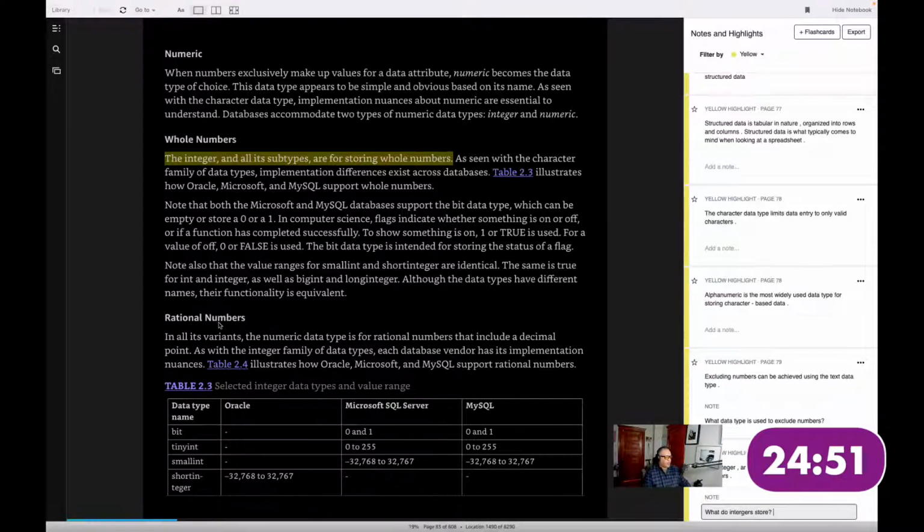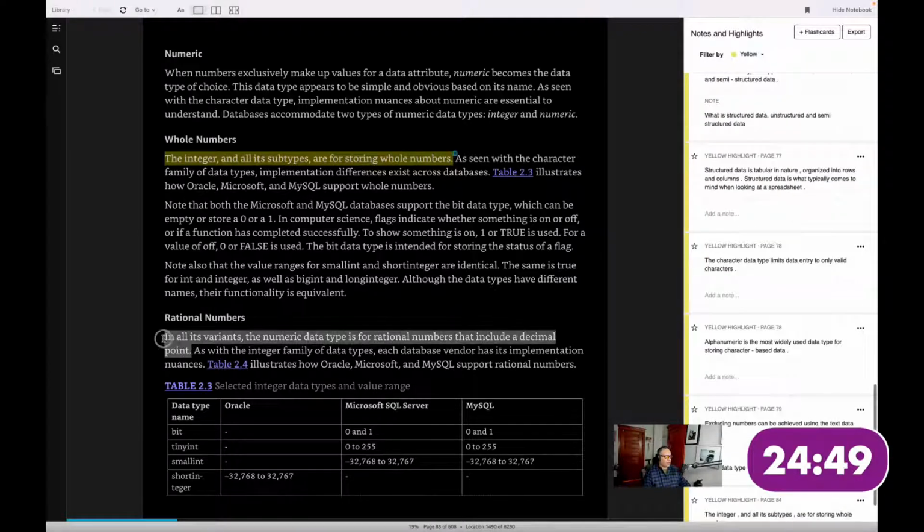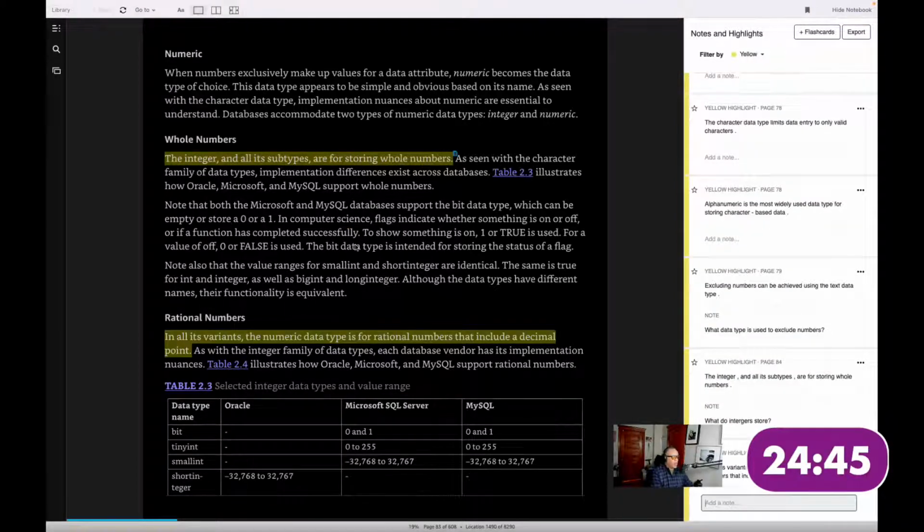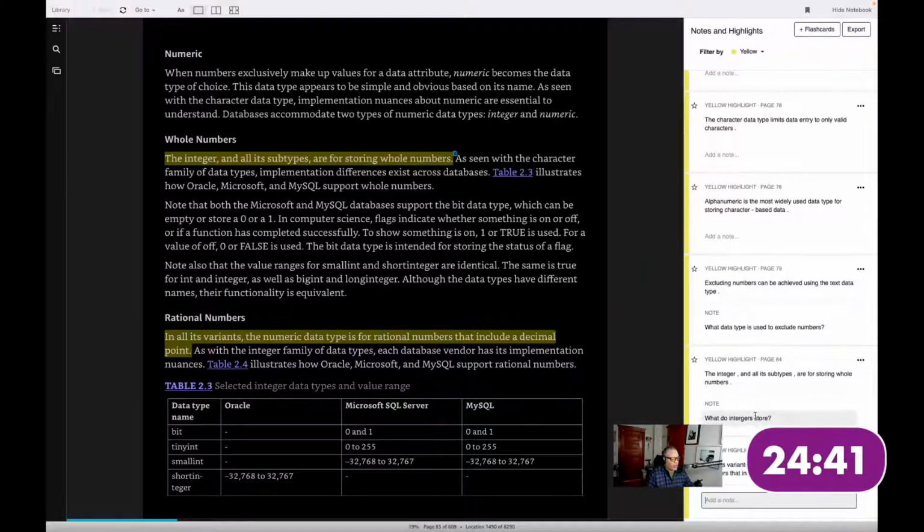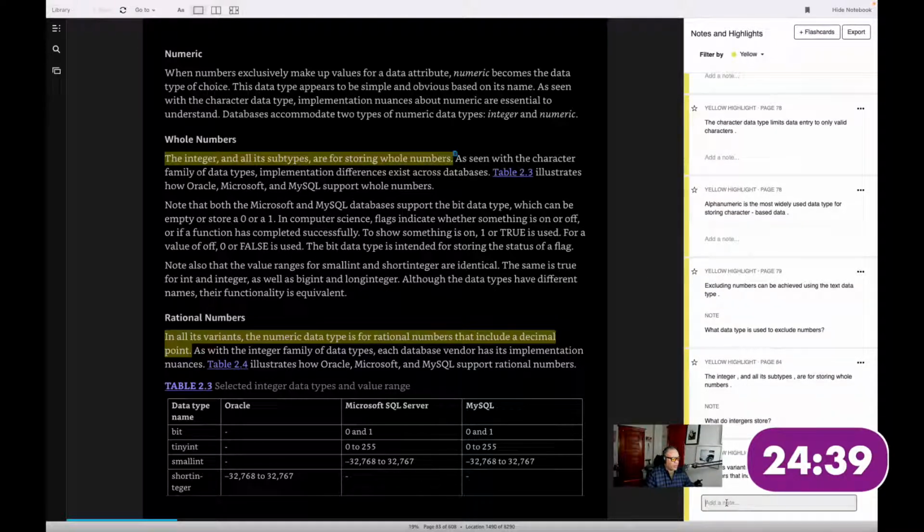And same thing with rational numbers. So I could see that being a thing as well. Trying to figure out, like, what do you use rational numbers for? Rational numbers are used to include decimal points.